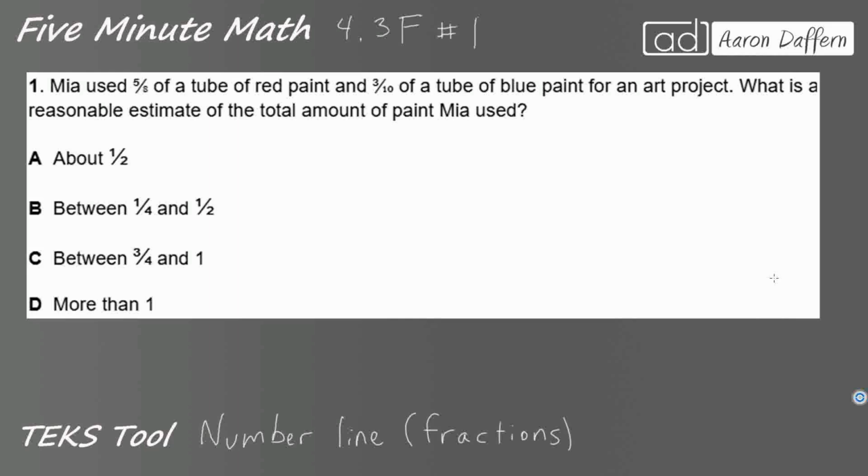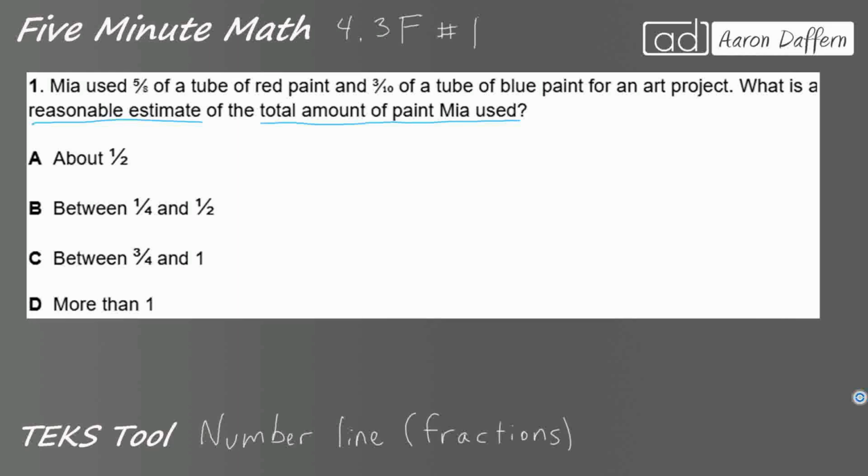All right, so we've got a tube of red paint, tube of blue paint, and we need to find the total amount of paint used, but not the actual total, a reasonable estimate. So we don't need to actually change these fractions into equal denominators and add them like we normally would. We just need to make an estimate. You see our ranges here are about a half or between two numbers or more than one. Okay, so let's take a look at the fractions that we've got right here.